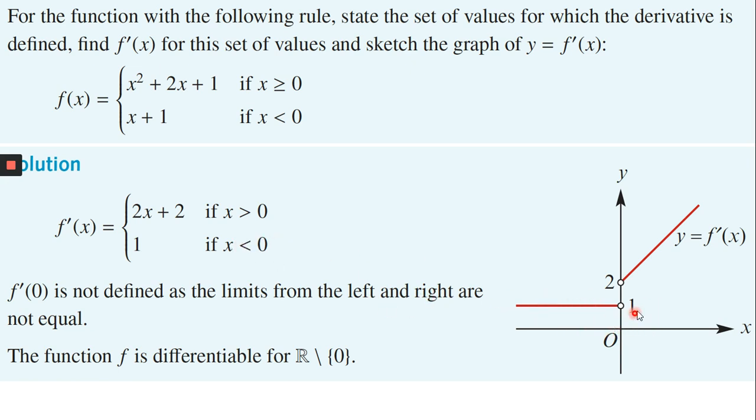Now we know that that one's a circle because it's less than, but because we have discontinuity here, this is what the graph looks like. And this is the notation that you can use. Lots of other notation you can use. The function is differentiable for all real numbers apart from 0.